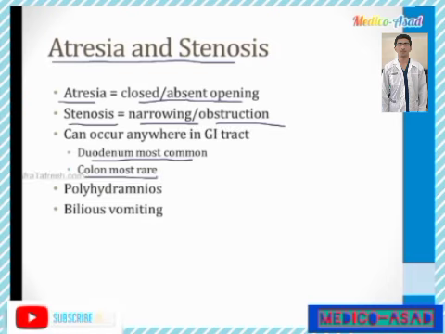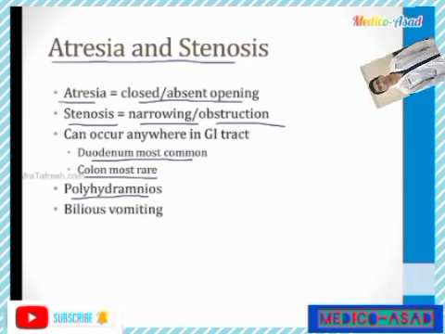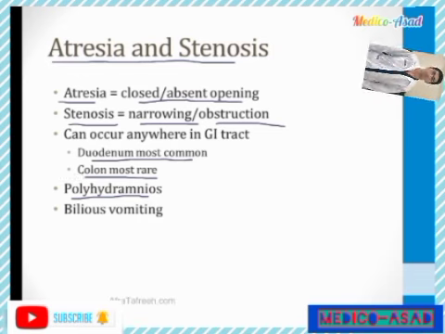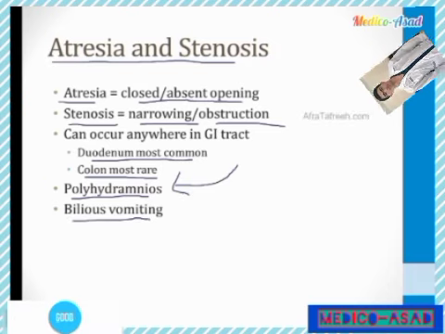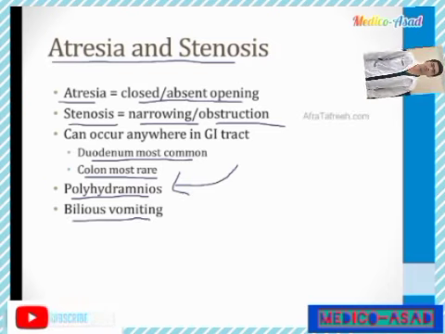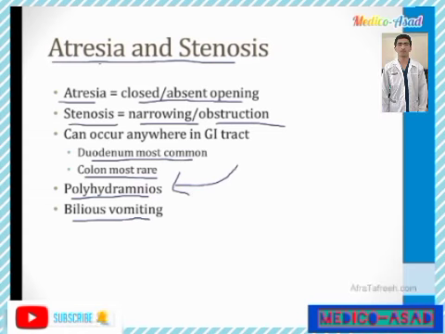Fetuses with atresia or stenosis will have polyhydramnios. They're unable to effectively swallow the amniotic fluid from the mother, and so the mother will develop polyhydramnios. In addition, when these babies are born, they will have bilious vomiting. This is vomit that contains bile, and that's because the bile can't move down through their intestines because there is obstruction or the intestines end in a blind pouch in the case of atresia.